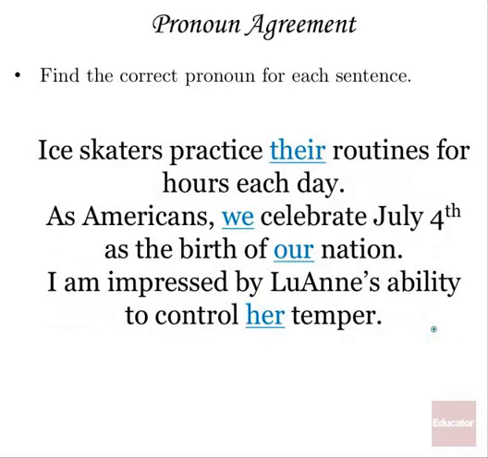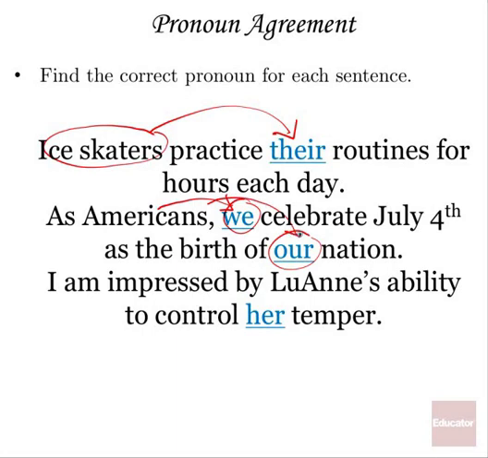And here we are. Ice skaters practice their routines for hours each day. Our antecedent here is ice skaters. So we need a third person plural pronoun. As Americans, we, taking the place of Americans, celebrate July 4th as the birth of our nation. Now, we and are correct in this case because it was an American who wrote this sentence.